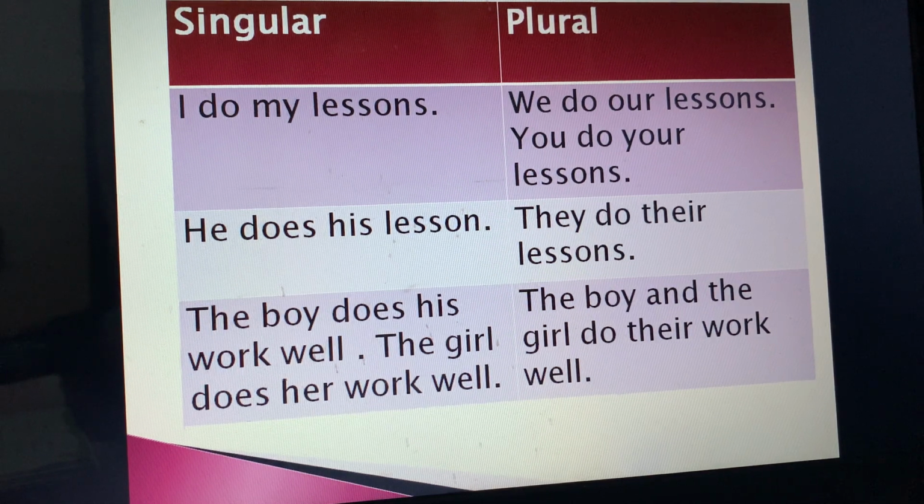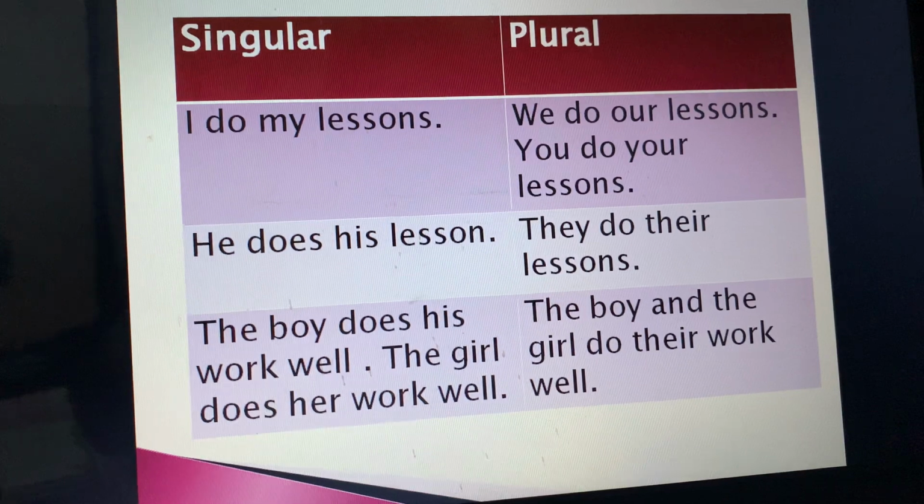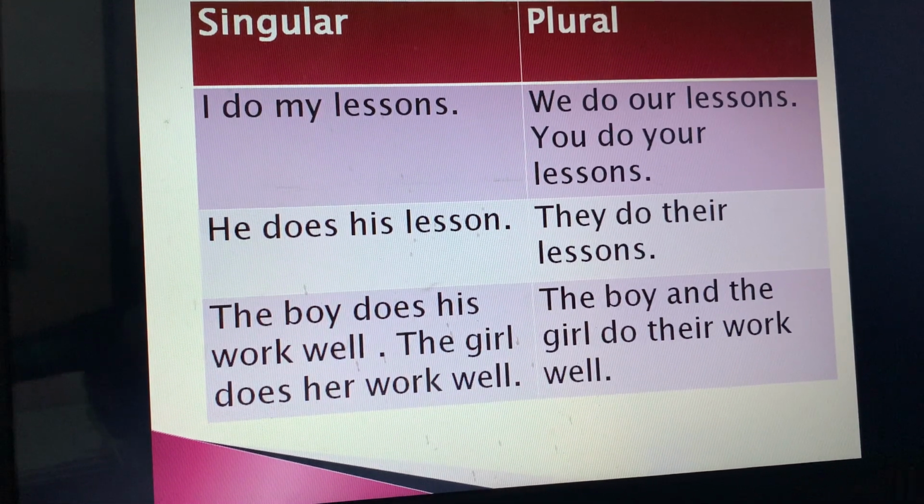Next is about the use of do and does. Where we use do, where we use does. Do is always used with, just think, I'm telling you one hint.